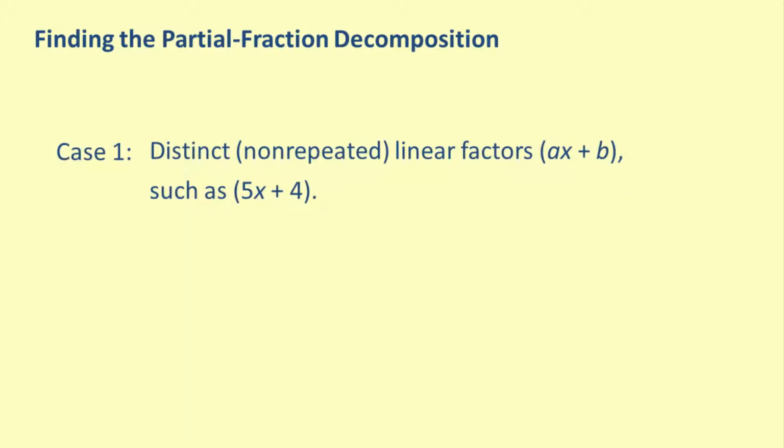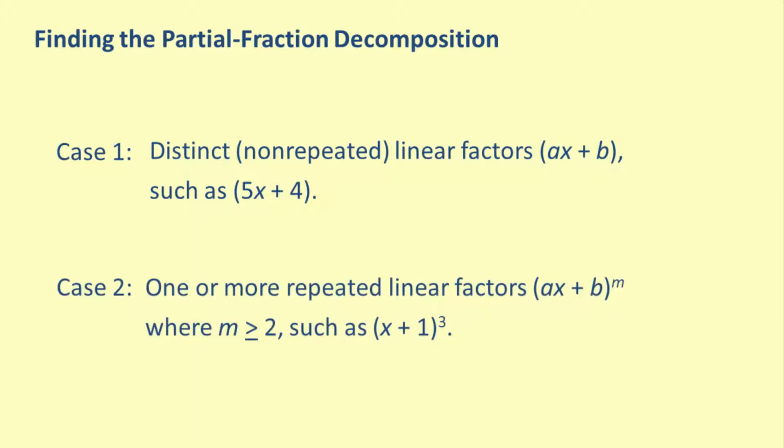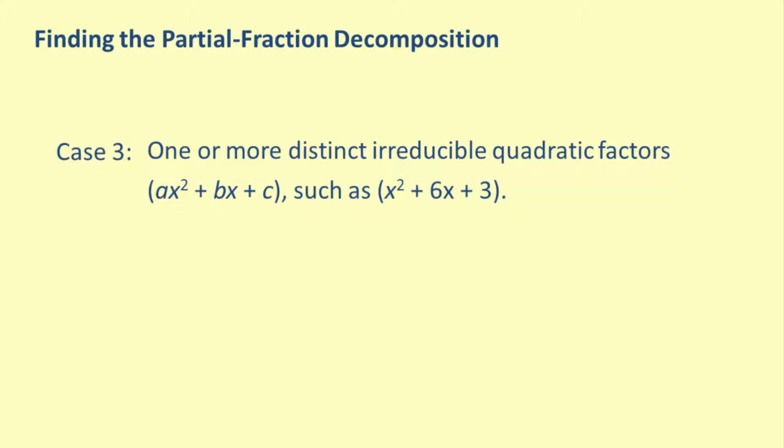In case 1, the denominator would comprise distinct, non-repeated linear factors of the form ax plus b, such as the quantity 5x plus 4. In case 2, the denominator would comprise one or more repeated linear factors of the form ax plus b to the m power, where m is greater than or equal to 2, such as the quantity x plus 1 cubed. In case 3, the denominator would comprise one or more distinct irreducible quadratic factors of the form ax squared plus bx plus c, such as the quantity x squared plus 6x plus 3.